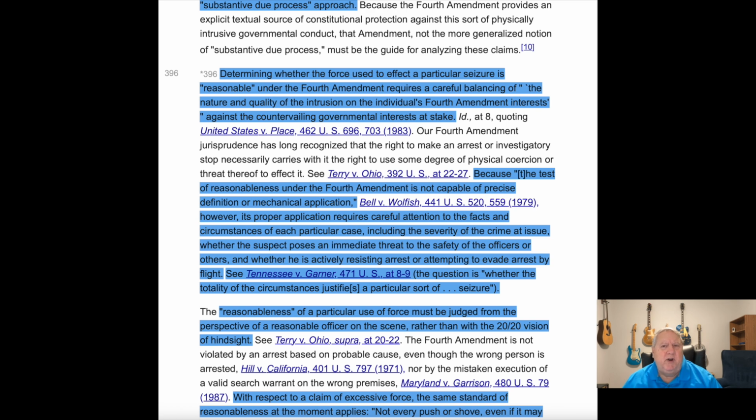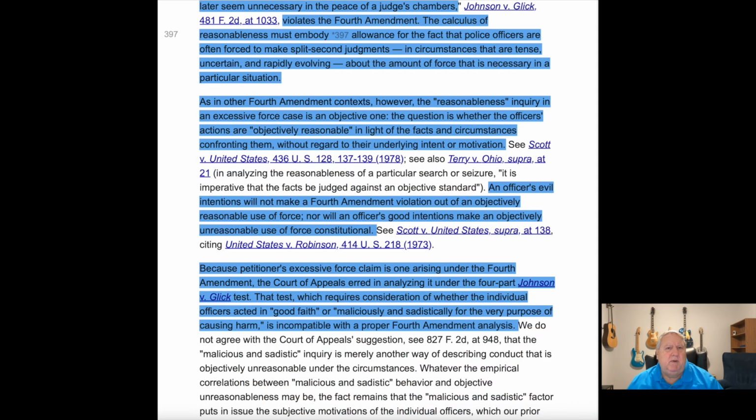Not every push or shove, even if it may later seem unnecessary in the peace of a judge's chambers, violates the Fourth Amendment. The calculus of reasonableness must embody allowance for the fact that police officers are often forced to make split-second judgments in circumstances that are tense, uncertain, and rapidly evolving about the amount of force that is necessary in a particular situation.